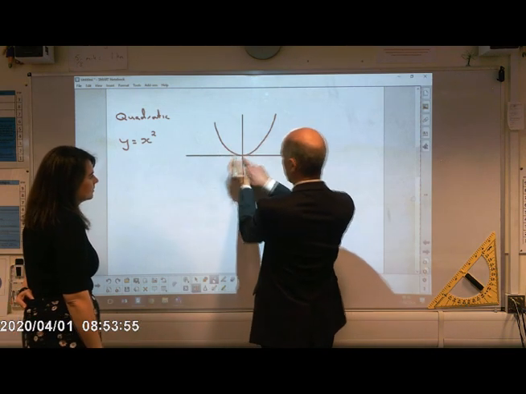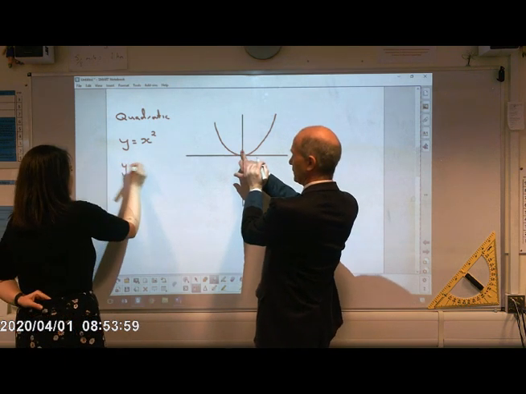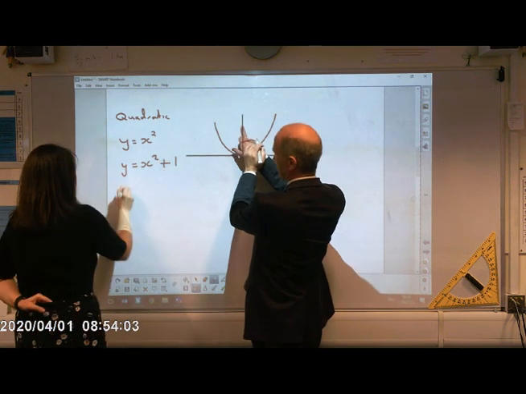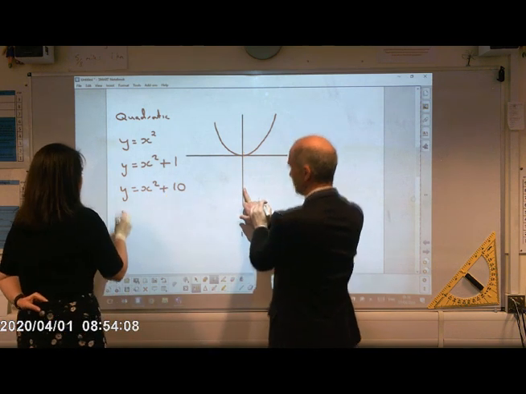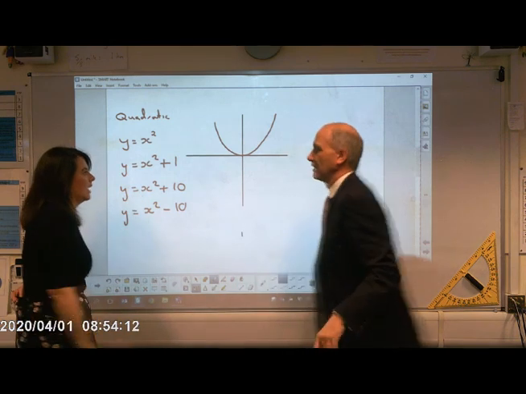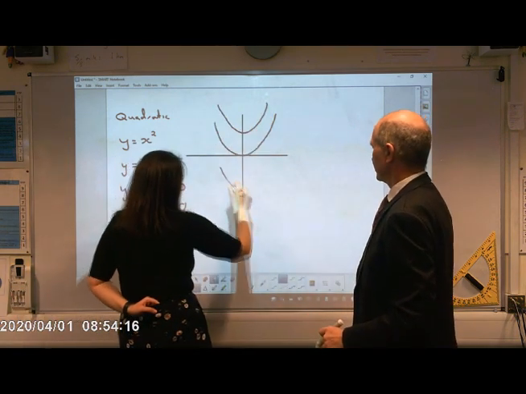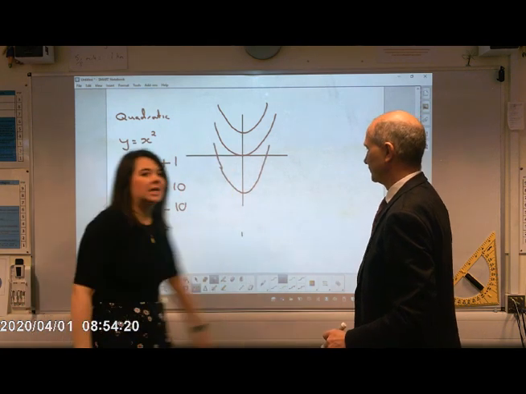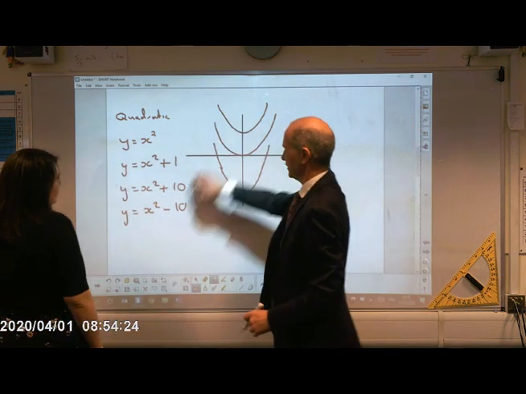And if I moved it up so that this point here went up to 1, it would become y equals x squared plus 1. And if I moved it to 10, y equals x squared plus 10. And if I moved it down, it would be y equals x squared minus 10. So it could look like up here or down here. And this one is all positive. If it's shaped like a U, then it's a positive quadratic. It's a smiley face because everything's positive.